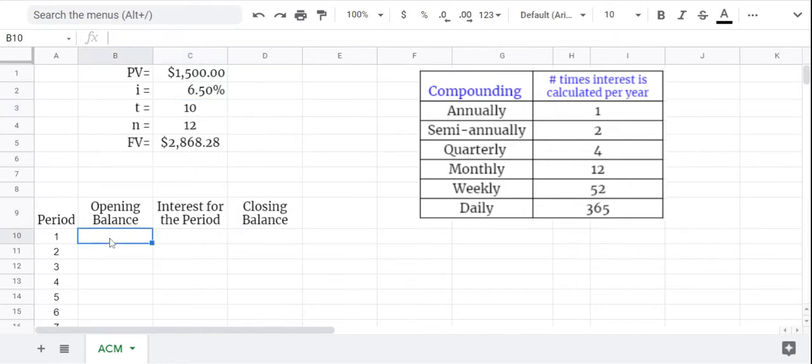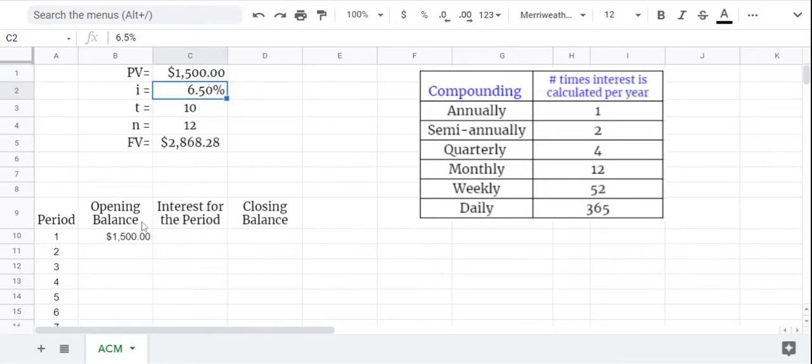The opening balance is going to be my present value. So I'm going to go here and enter equals, and then I'm just going to carry my cursor to the value that we have, and press enter. So now it says $1,500. And of course, if I change this to 2000, it would change here automatically. Very nice. So I'm going to go back and put 1,500.